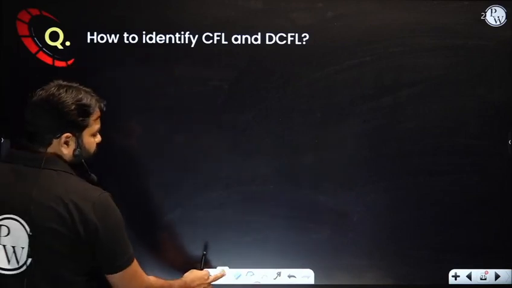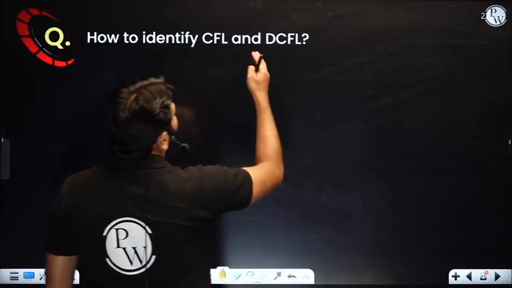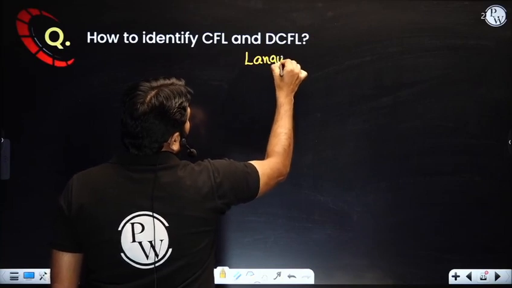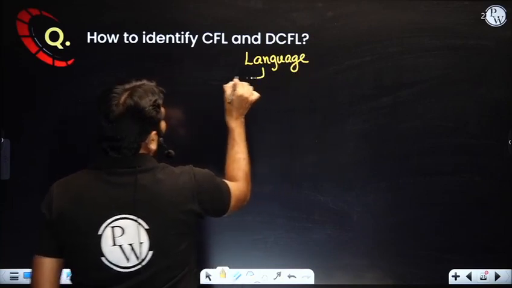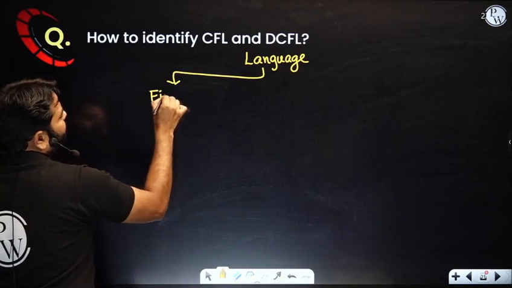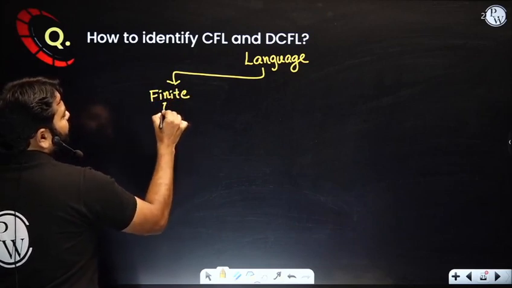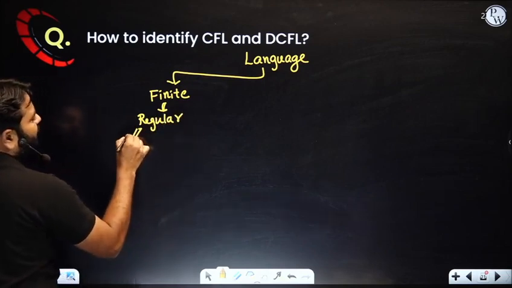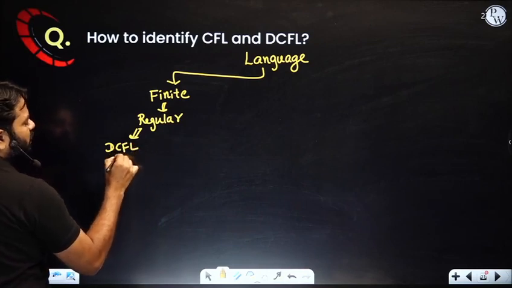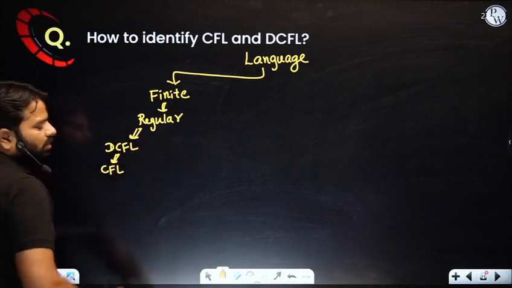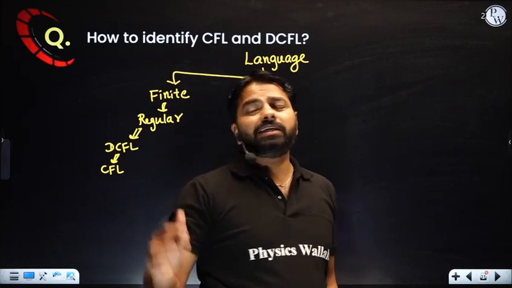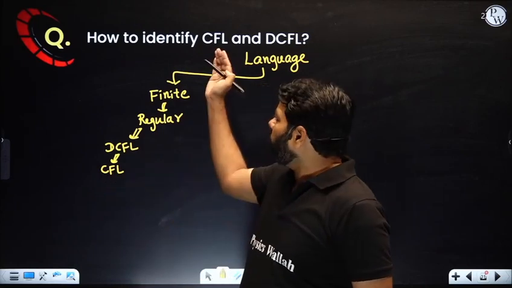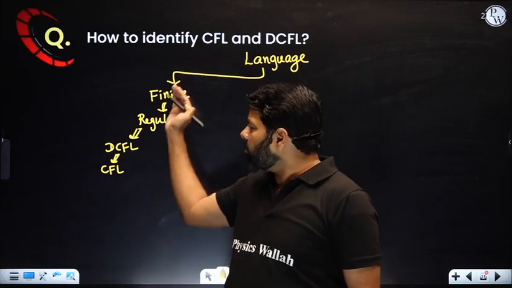Now, you're talking about CFL, DCFL, but I'll talk about every language that you know about so far. Language. Have you remembered? Finite? Yes. This finite is what? Regular. This regular is what? Definitely DCFL. Every DCFL is what? Definitely CFL. So there is no doubt to say that every finite is regular, every finite is DCFL, every finite is CFL. So when the language is finite, all these statements are correct.